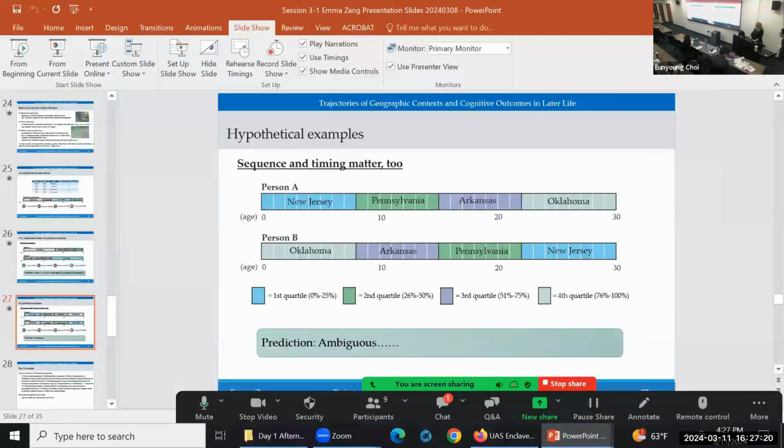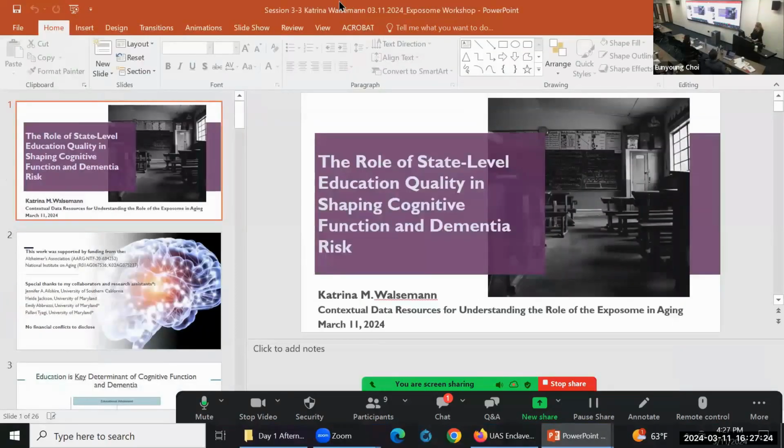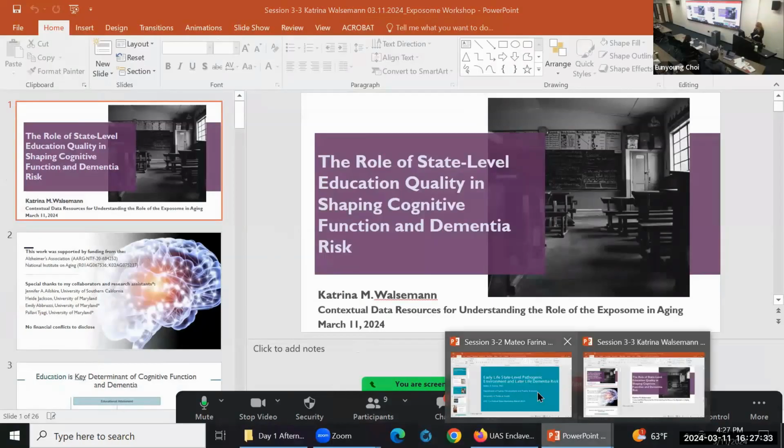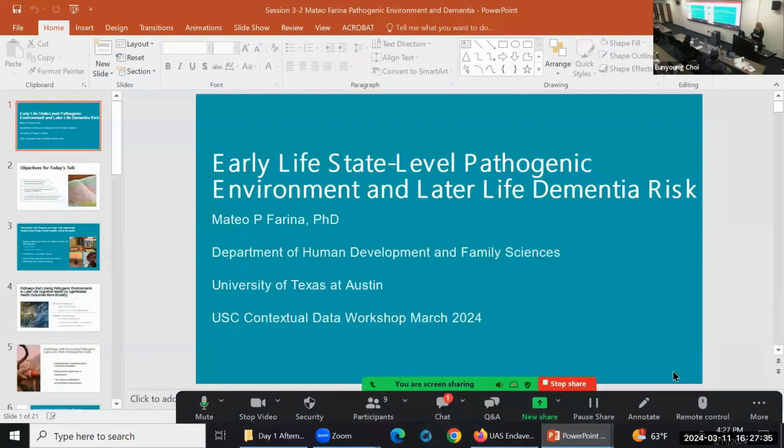Thanks, Emma. I actually think you might be one of the first people using the new residential history data out from the HRS. So right now the state data are out, eventually cities will be out, and eventually we'll have residence level data out as well.